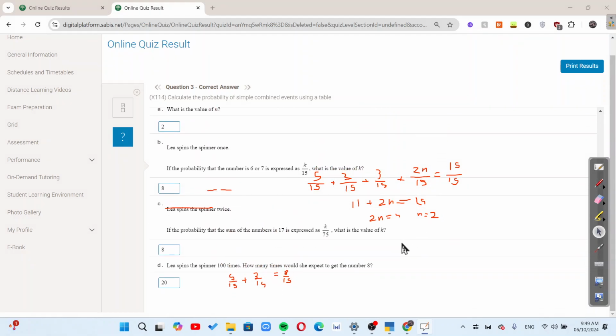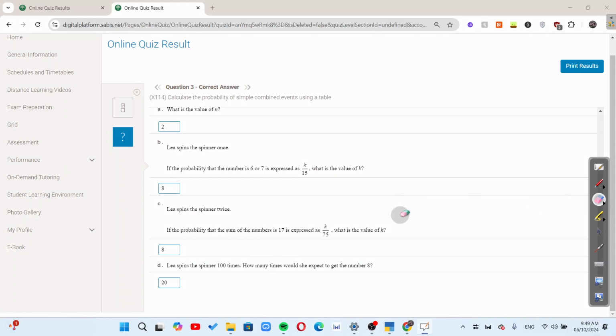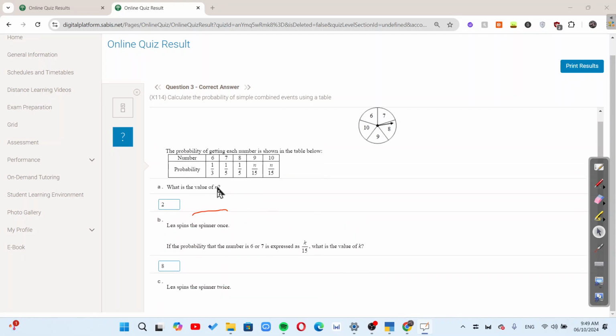Now let's see the third. Okay, the third is made out of two different things. Lee spins the spinner twice, and the probability of the sum of the numbers being 17 is... Okay, so he spins twice and you want 17. So how do you get 17 out of these numbers? It's either 7 plus 10 or 8 plus 9. Actually, I'm not going to solve it that way, because it could be different numbers in the exam, and this way wouldn't work if they're different numbers. So I'm going to solve it the normal way.